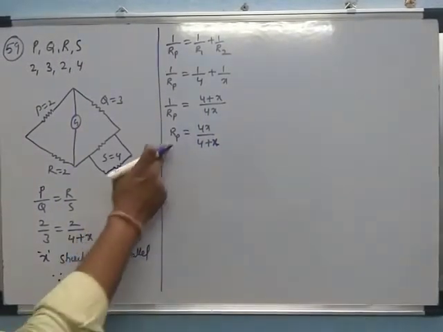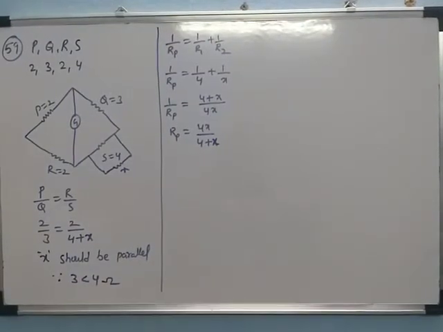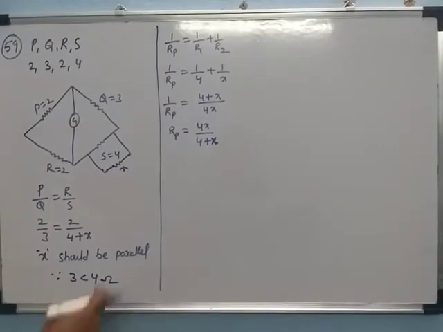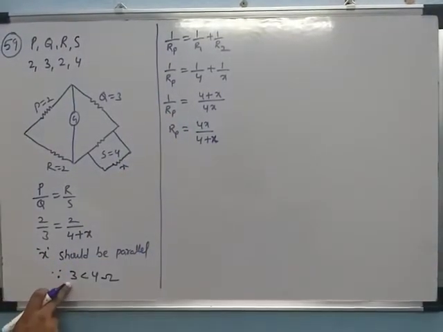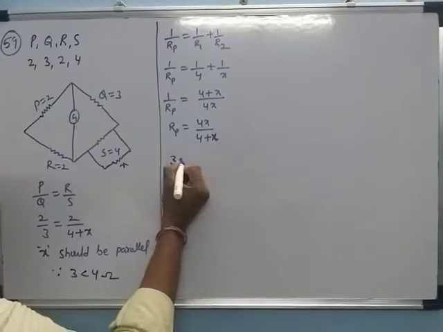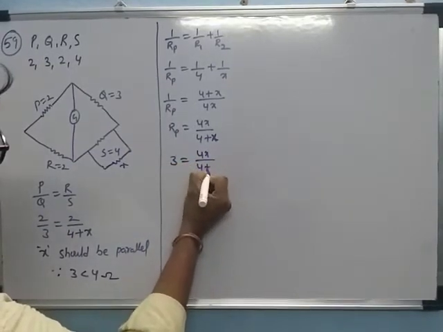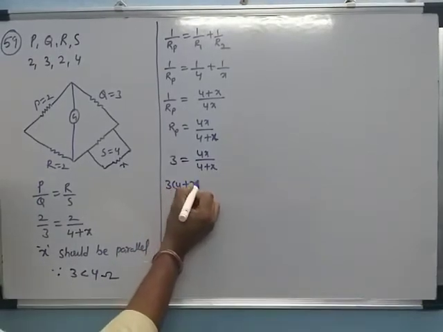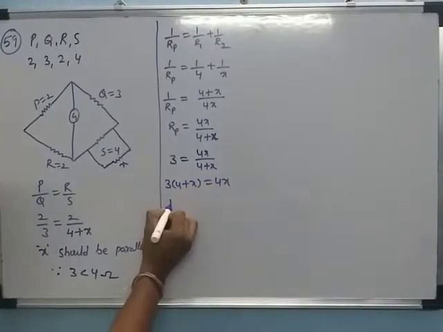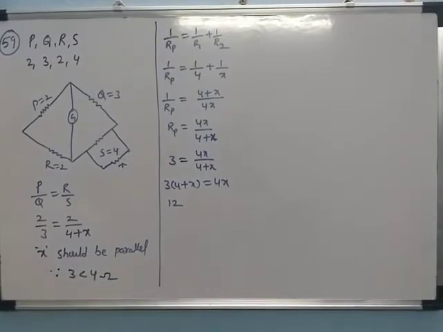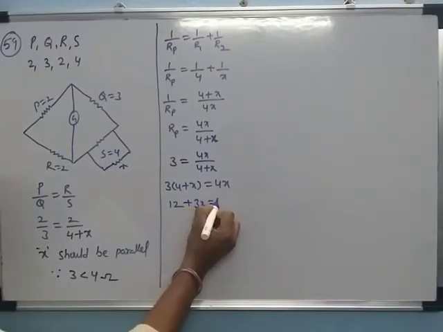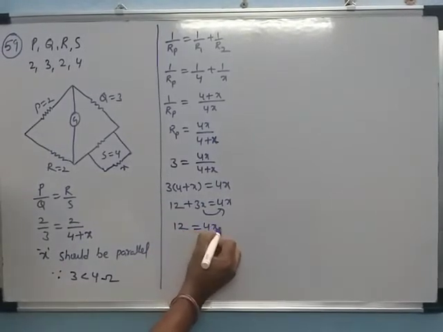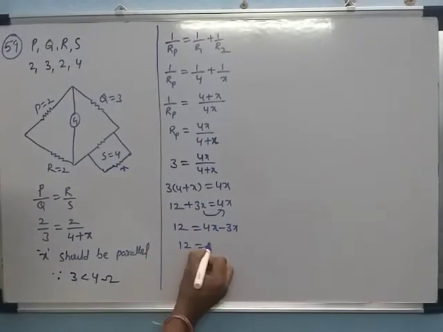Then here Rp is nothing but the balancing value, which should be 3. So 3 is equal to 4X by 4 plus X. Take the cross multiplication: 3 into (4 plus X) is equal to 4X. 3 into 4 is 12, plus 3X is equal to 4X. Then taking this side, 12 is equal to 4X minus 3X. Then 12 is equal to X.